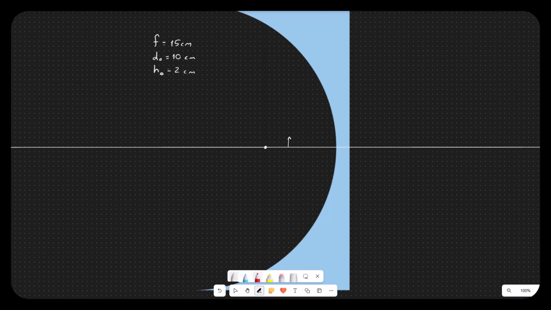So here we go. Ray 1 is going to go parallel to my axis and then through the focal point. So from my object, I'm going to go parallel to the axis until I hit my mirror, and then through the focal point. Which looks like that. There is my ray 1.